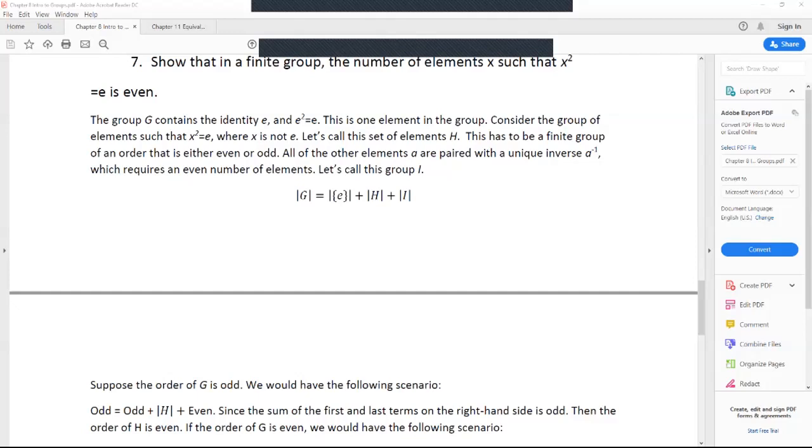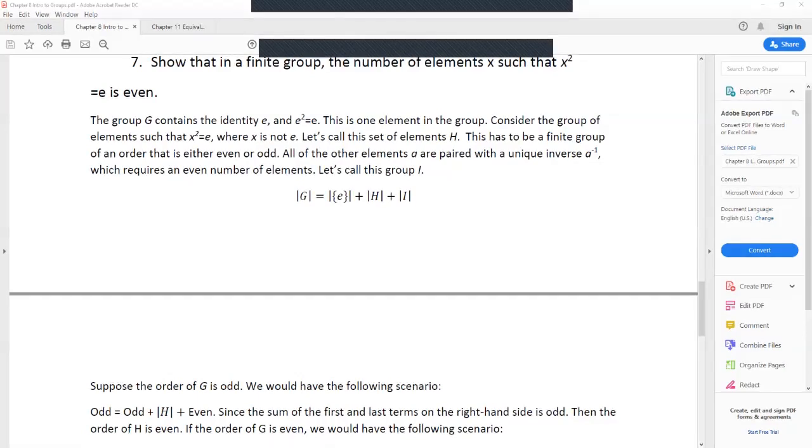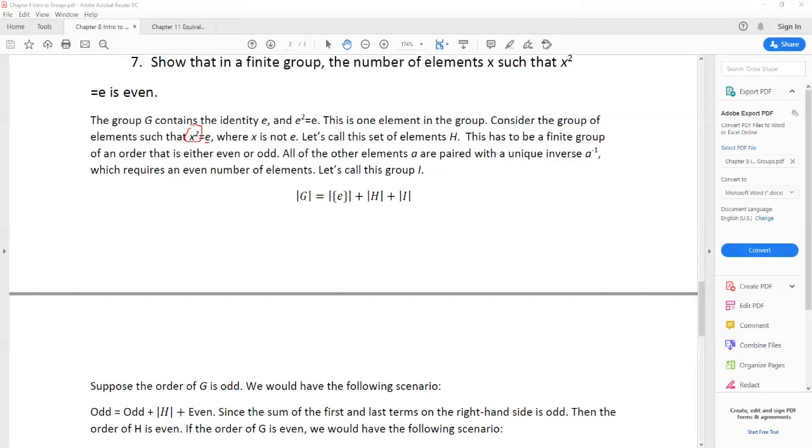But consider the set of elements such that x squared is equal to e, where x is not the identity element. Let's call this set of elements H. So all of the elements in H satisfy the property that if you take each element and square it, you get the identity. Well, this has to be a finite group of an order that is either even or odd. All of the other elements A are paired with a unique inverse, A inverse, which requires an even number of elements.